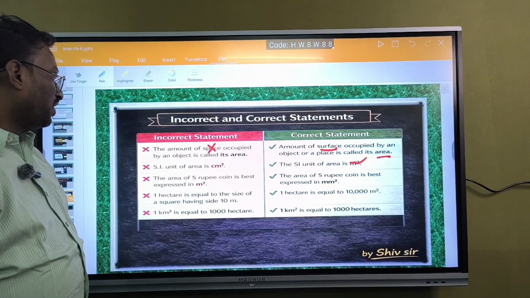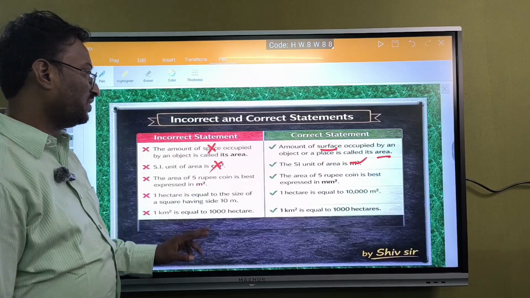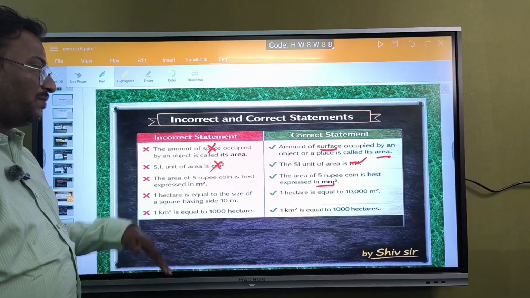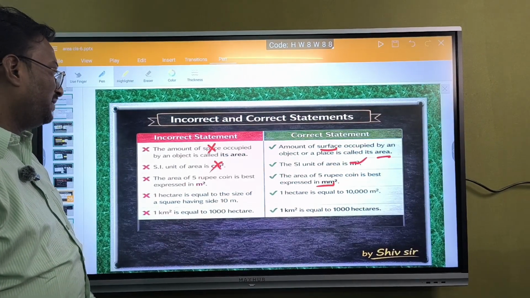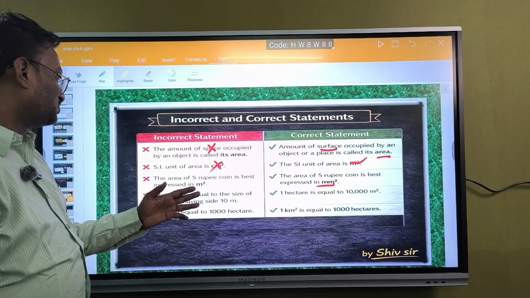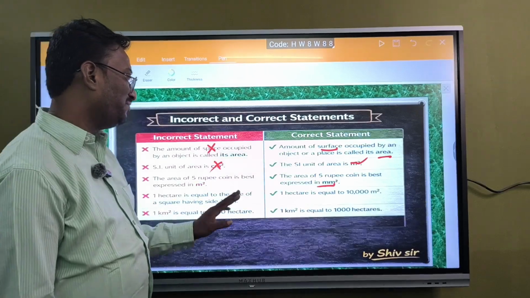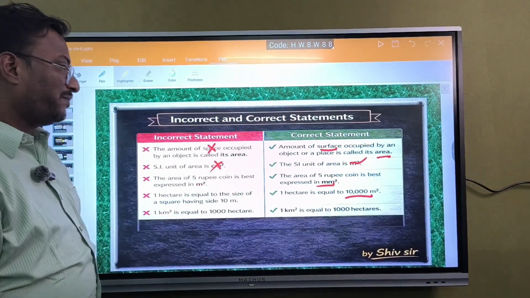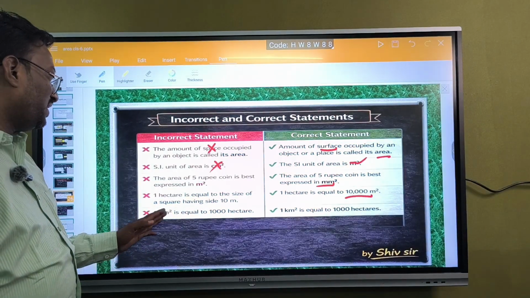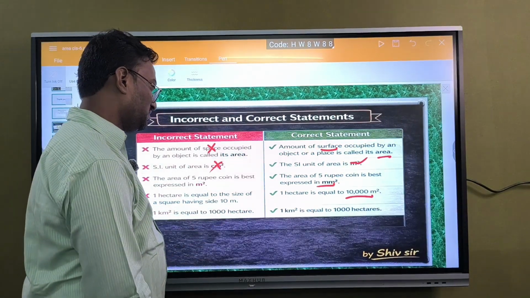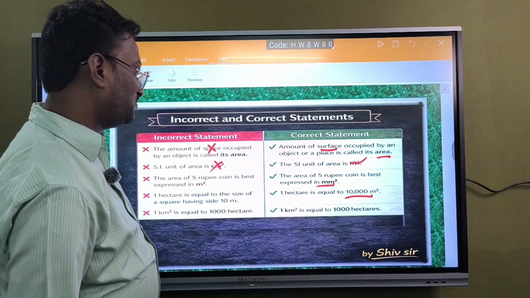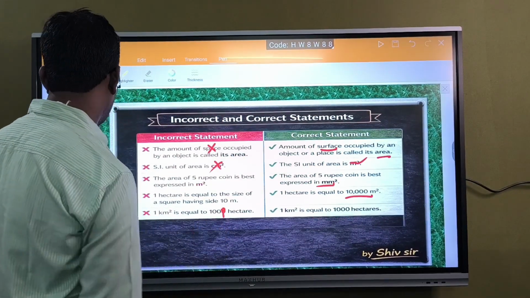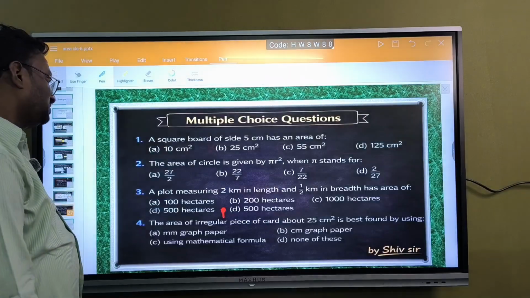The area of a 5 rupee coin is best expressed in meter square. No, it is expressed in millimeter square. Already we have solved one problem before that. Right, millimeter square. 1 hectare is equal to the size of a square having a side of 10 meters. No, 1 hectare means 10,000 square meters. And 1 kilometer square is equal to 1000 hectares. It's not 100 hectares, it is 1000 hectares.